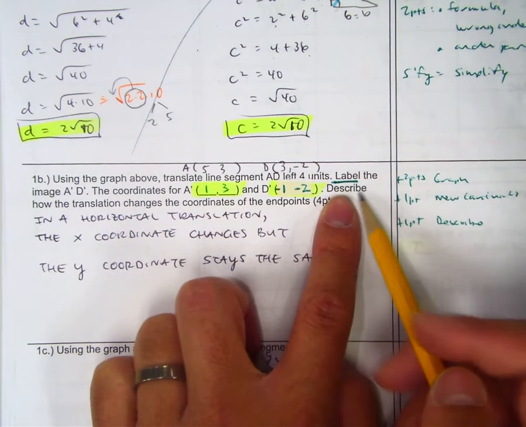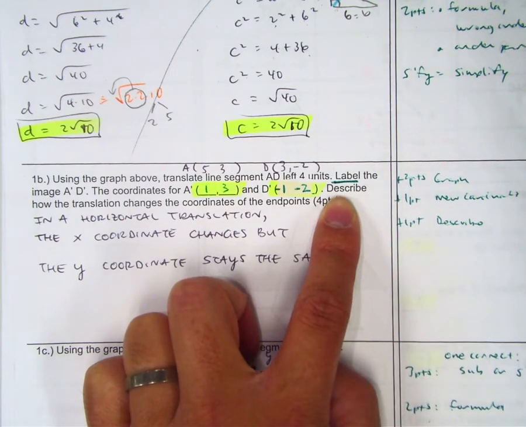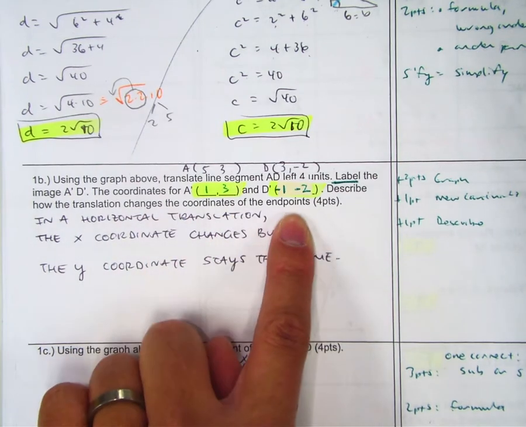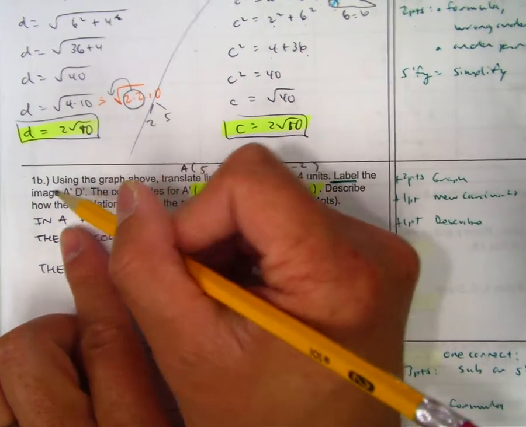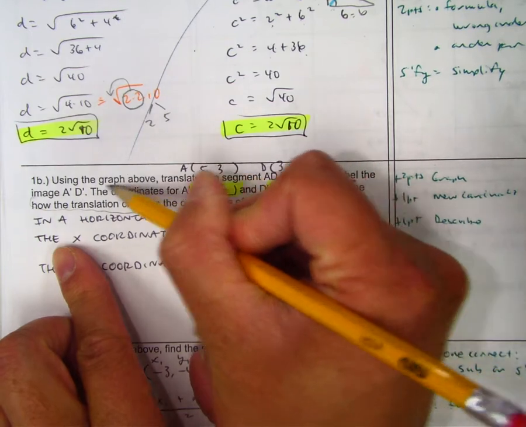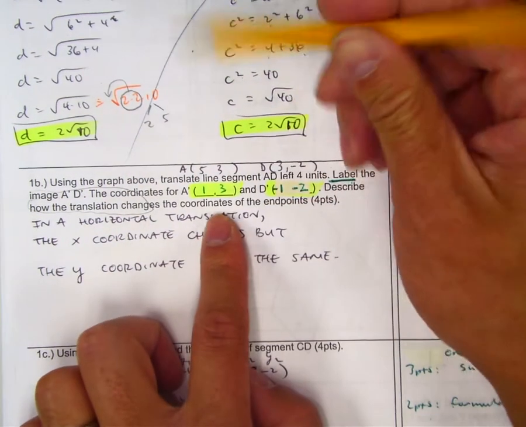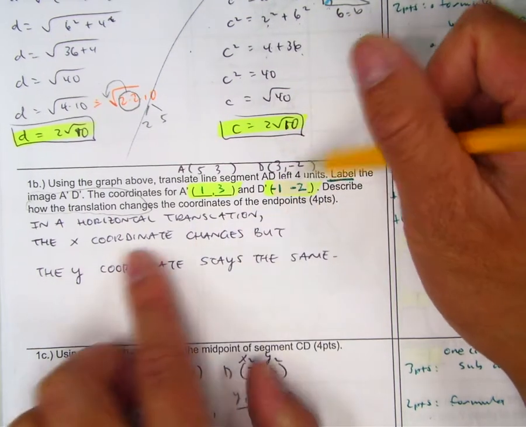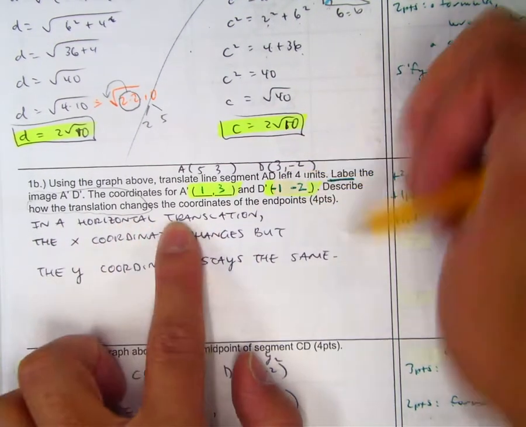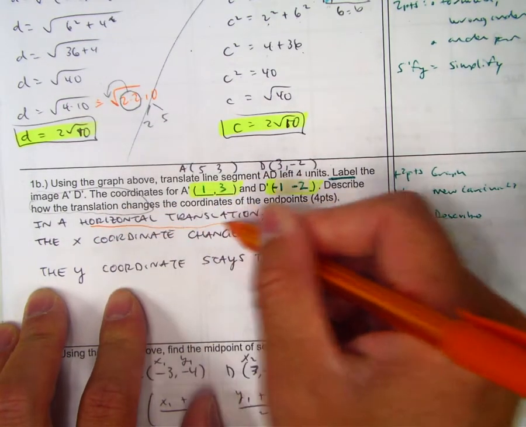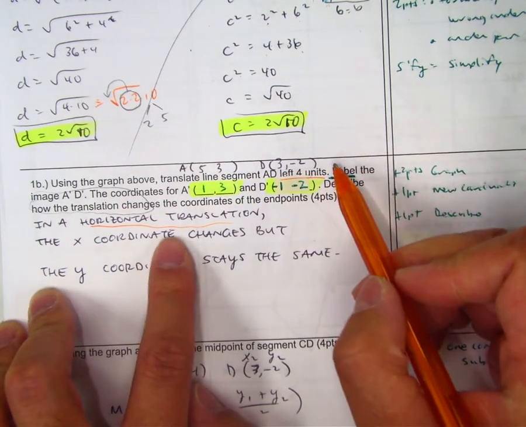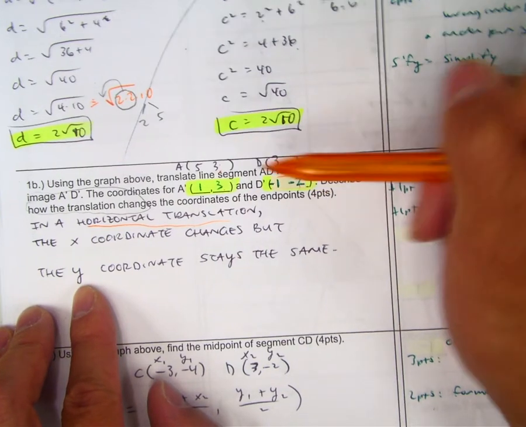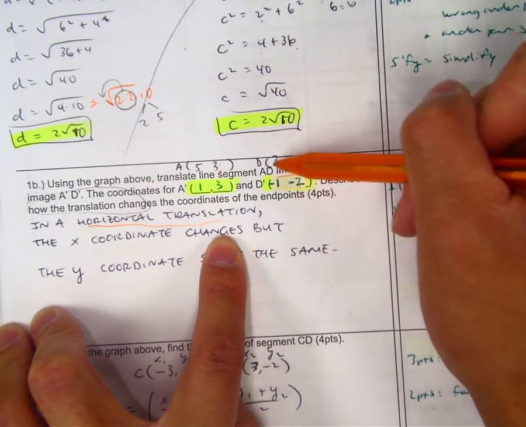And now I need to do the last part, which tells me to describe how the translation changes the coordinates of the endpoints. We talked in class how the word "how it changes" is just looking at your x and y coordinates. So notice here I have my coordinates right above. And I notice when I'm going in a horizontal translation, so horizontal translation means just going left 4 units, I notice that my y coordinates are staying the same. The only thing that's changing is my x coordinates. Okay.